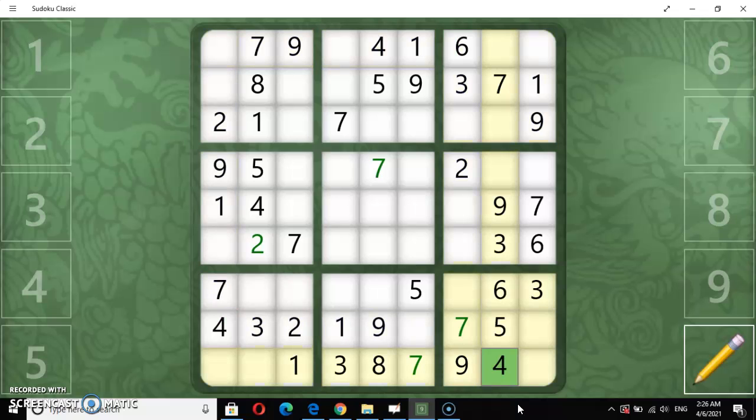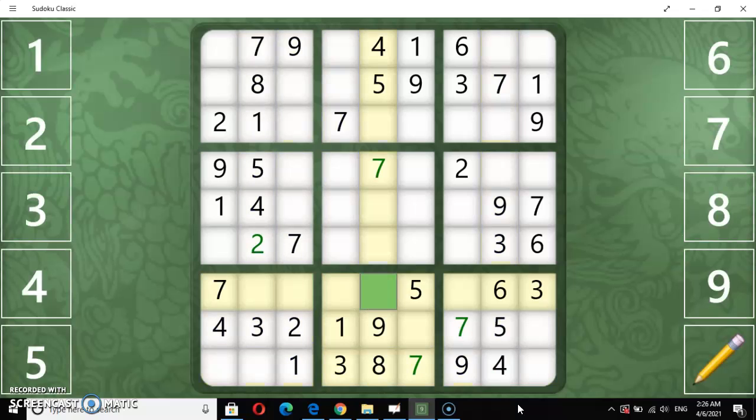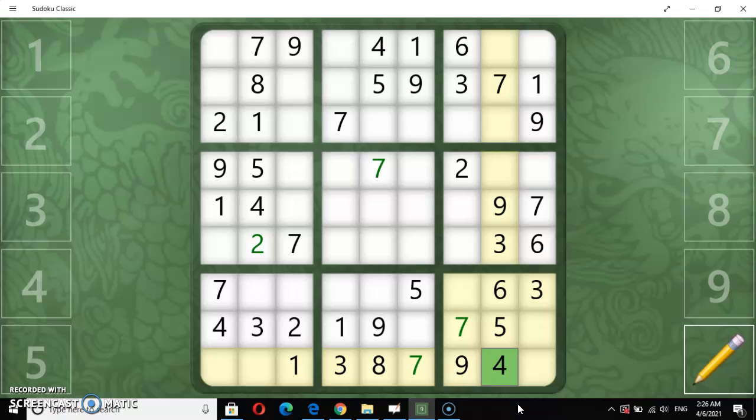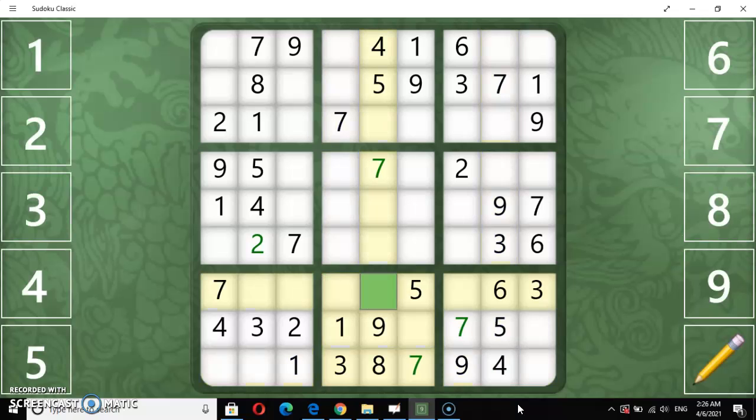Here and here 4. So I want to write 4 here. Here I cannot write 4. Here I cannot write 4 because 4 is here. So I cannot write here. I cannot write here. These two possibilities.